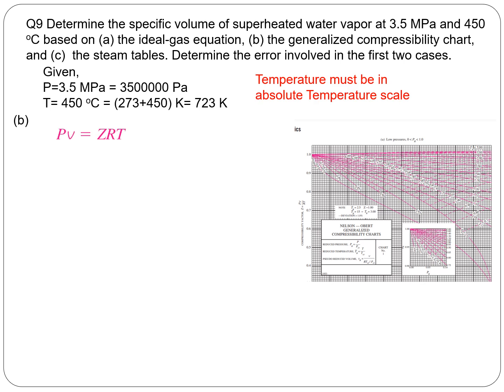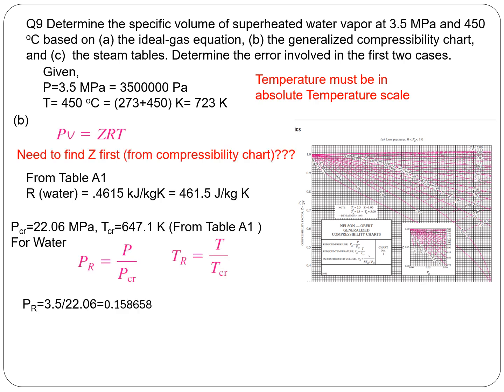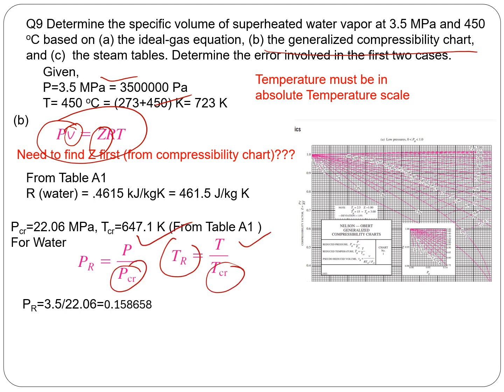I think that's it, that's what I was discussing. So in this problem, the pressure and temperature are given, and you have to find the specific volume using the compressibility chart. So in that case, this is case 1. You need to find the value of Z. Using the table, find these values, and since P and T are given, you can find out PR and TR.